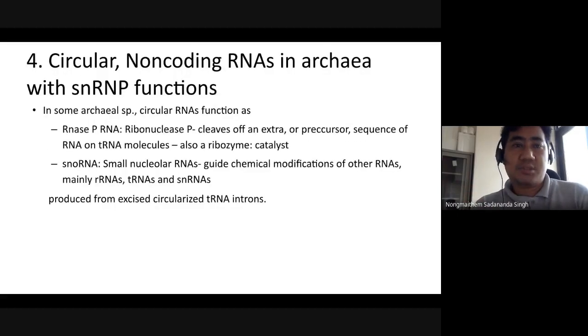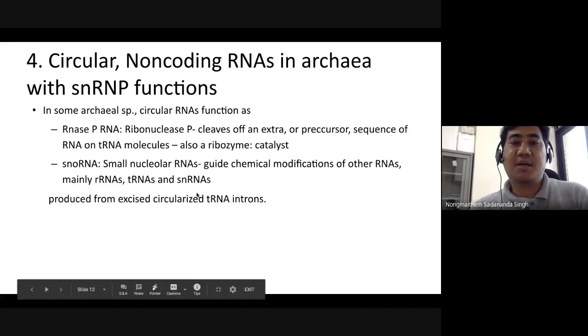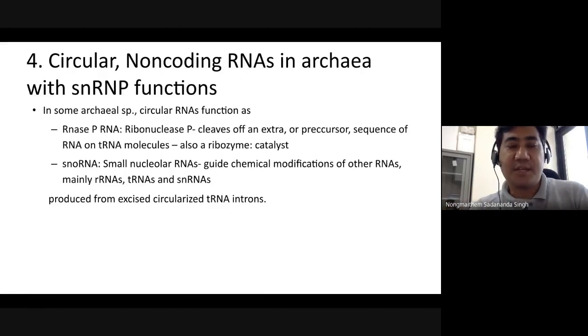Now coming back to the non-coding RNAs in archaea, in some archaea the RNase-P, which is an endonuclease, is a first generation ribozyme we know of, meaning RNA with enzymatic activity. Thus, RNase-P is also a circular RNA, and some of the snoRNAs are also circularized in many of the archaea.